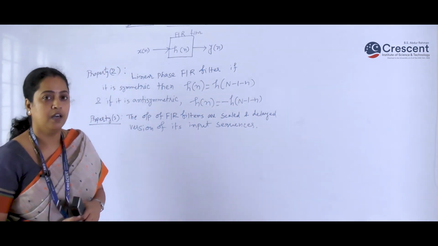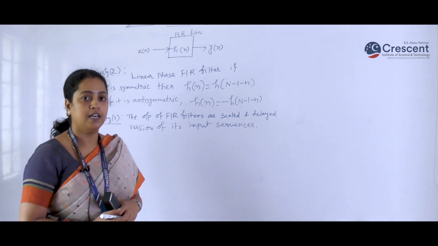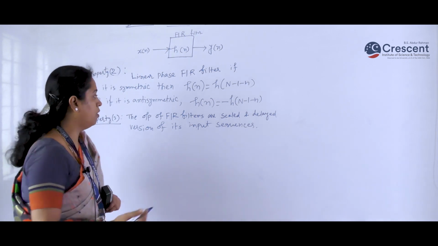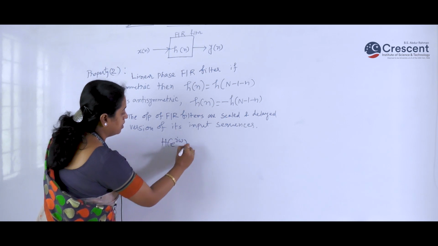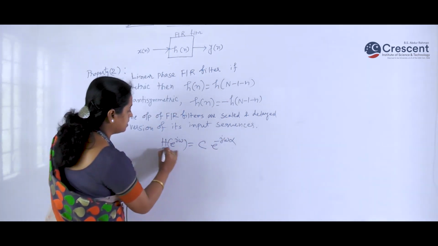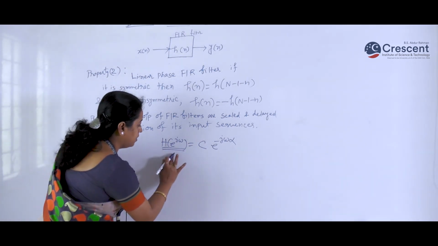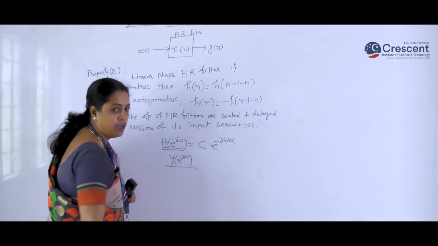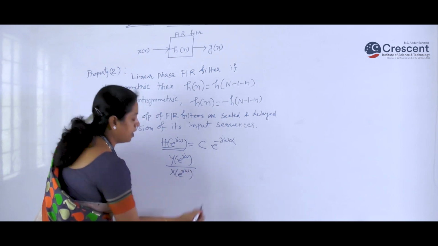Next is property 3, where the output of FIR filter is a scaled and delayed version of the input sequence. Already we know that the FIR filter has the form C into e power minus j omega alpha. This is nothing but the magnitude response. We already know that the magnitude response is nothing but the ratio of its output to its input Fourier transform.